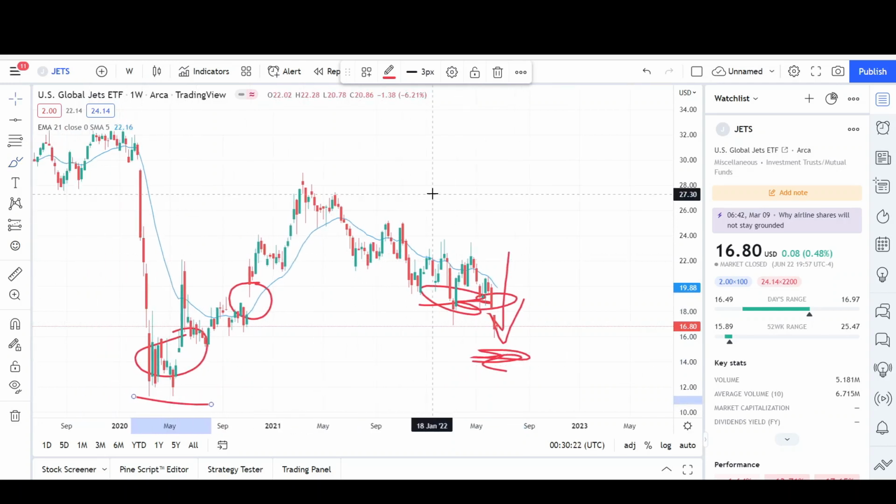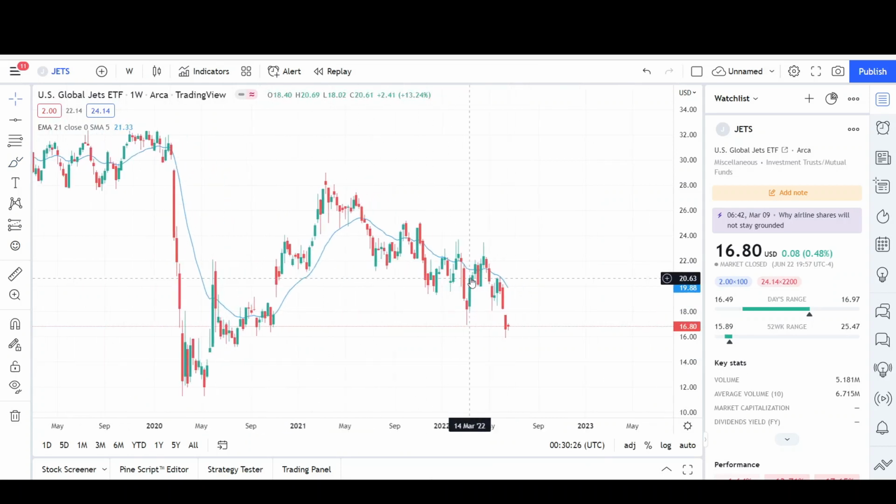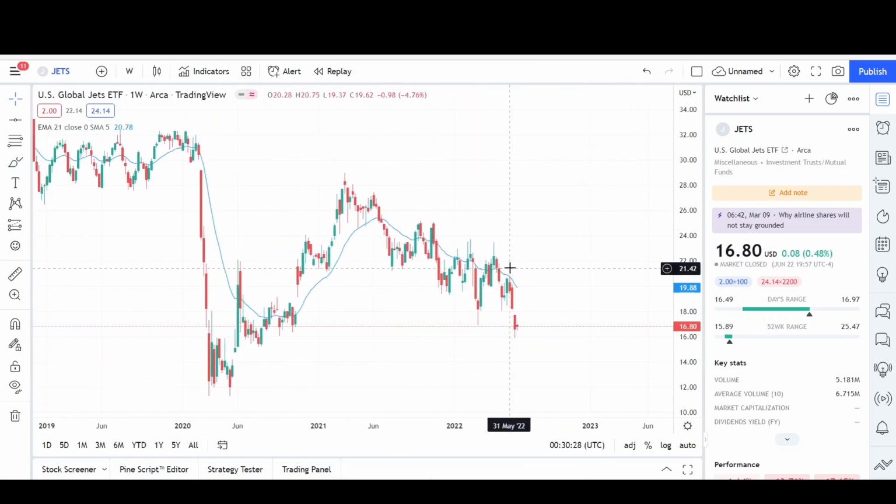But things aren't looking good. I don't think this is a bullish chart. I think this is still a bearish chart, and I'll be looking for lower price targets.